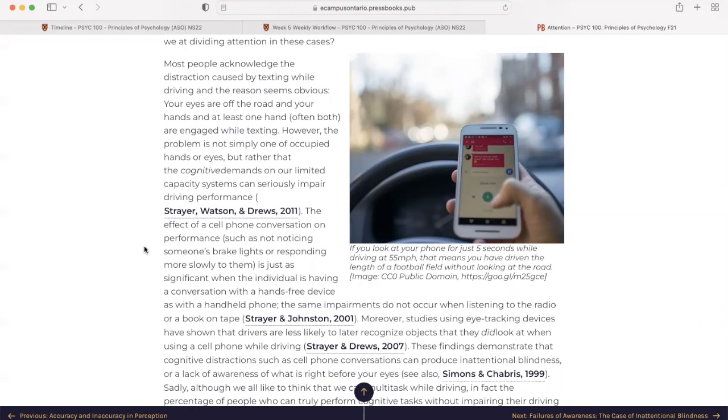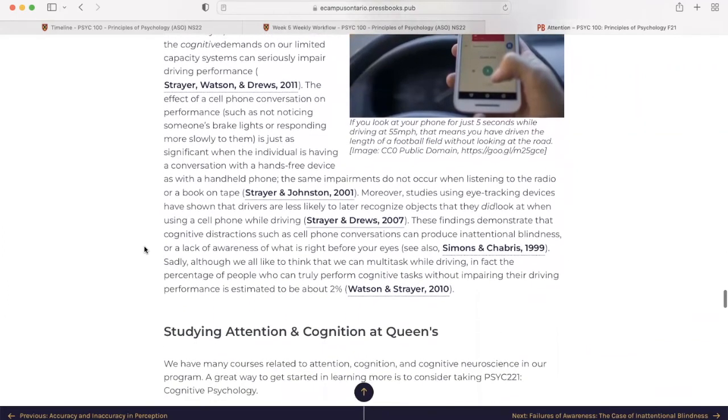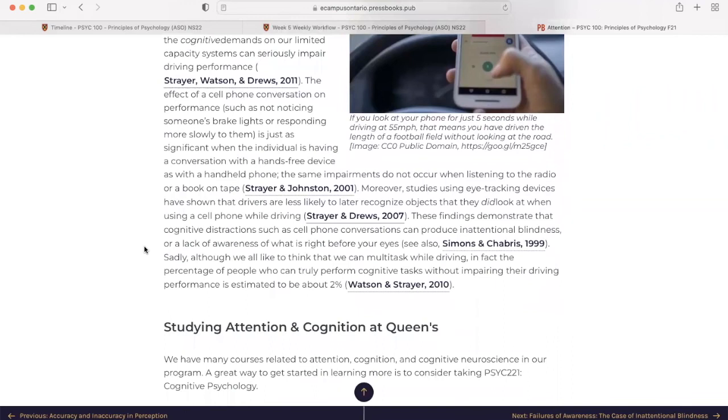However, the problem is not simply one of occupied hands or eyes, but rather that the cognitive demands on our limited capacity systems can seriously impair driving performance. The effect of a cell phone conversation on performance, such as not noticing someone's brake lights or responding more slowly to them, is just as significant when the individual is having a conversation with a hands-free device as with a handheld phone. The same impairments do not occur when listening to the radio or a book on tape.